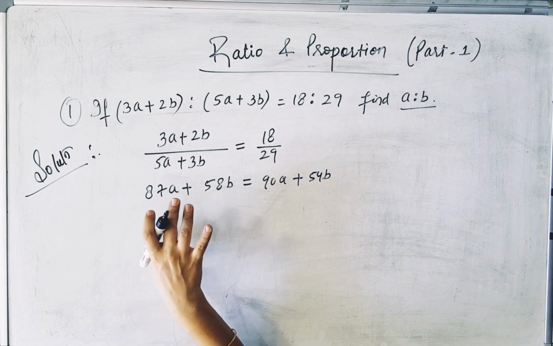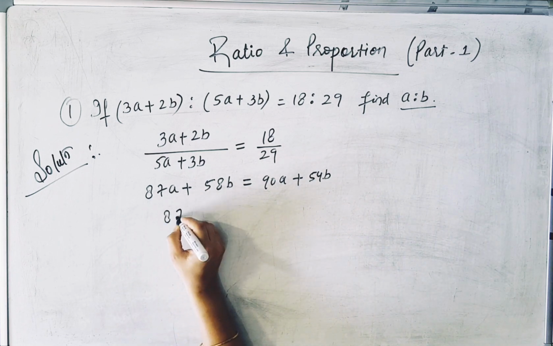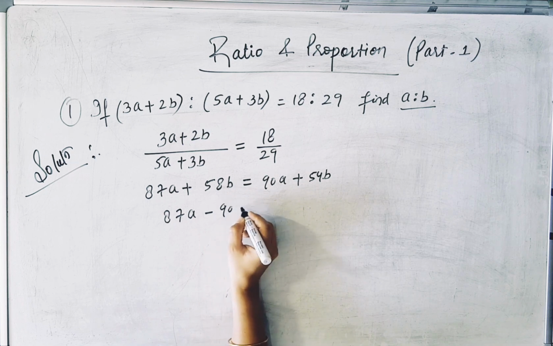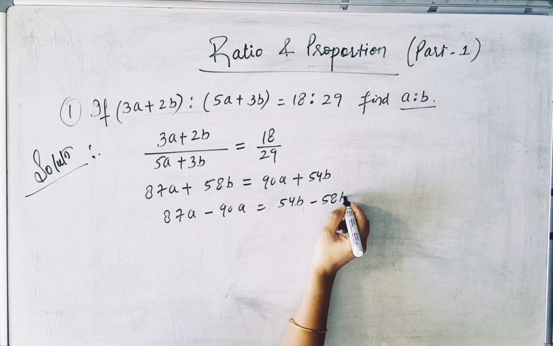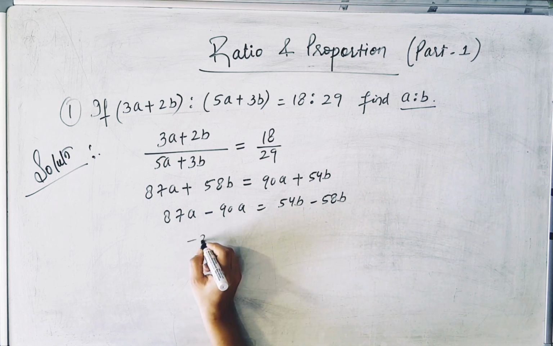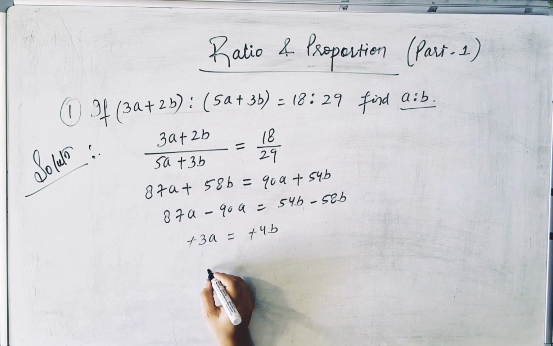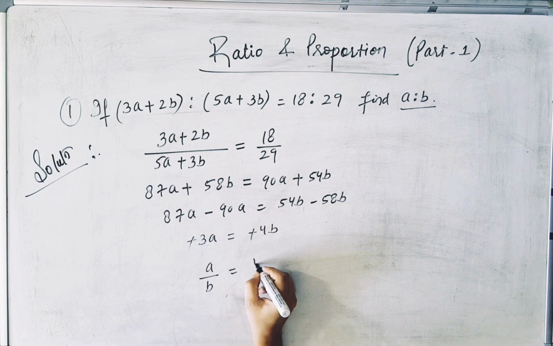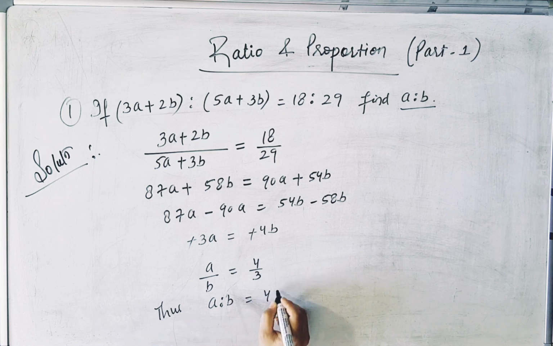Thus we'll bring the a terms to one side and the b terms to the other side. So we'll get 87a minus 90a equals 54b minus 58b. So we are getting minus 3a equals minus 4b. This minus and this minus get cancelled. So a by b is 4 by 3. Thus we can say a is to b is 4 is to 3.